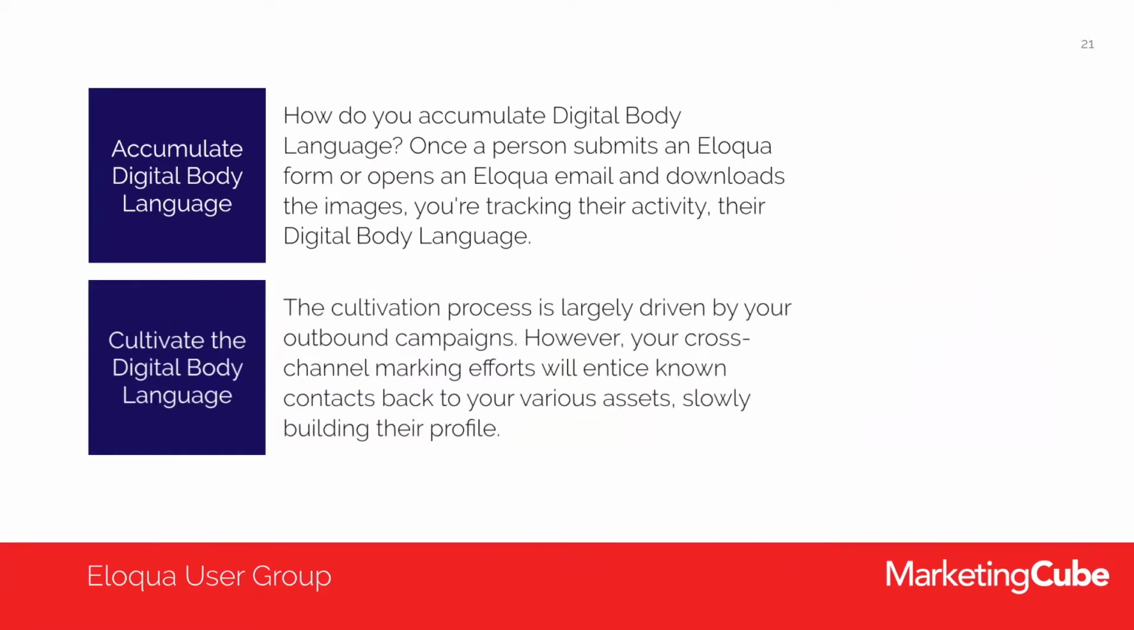Sorry, did I say 2? 1, accumulate digital body language, and 2, cultivate digital body language. So what does it mean? Really, that accumulation process, as soon as that person submits an Eloqua form or they open an email and download the images, that's where the tracking starts to kick in. That's when the cookies are dropped on their device, and that's when you start to accumulate that digital body language or that engagement data. It just happens, and it slowly grows and builds over time.